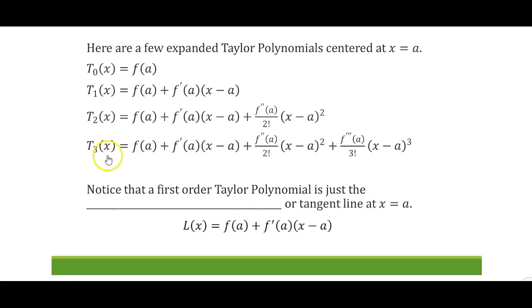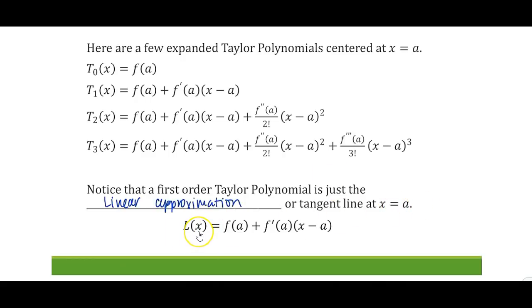And if we look at a third order Taylor polynomial, we have all the same first 3 terms plus the third derivative of f at a over 3 factorial x minus a to the third. So what I want you to notice is that a first order Taylor polynomial is really just the linear approximation, or the tangent line at x equals a.